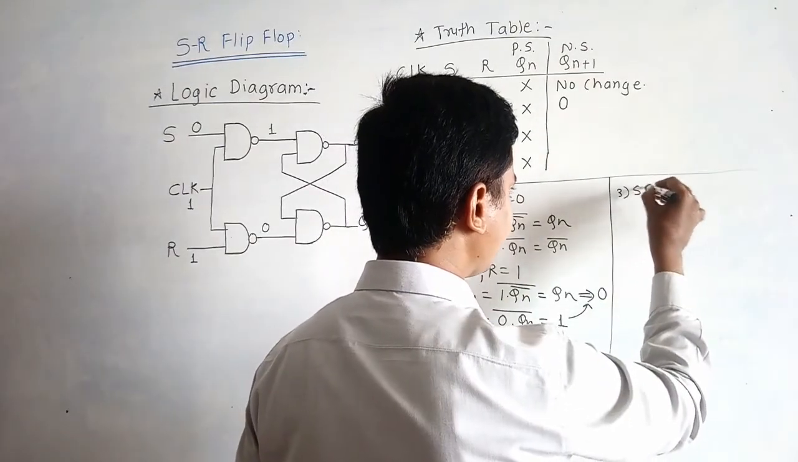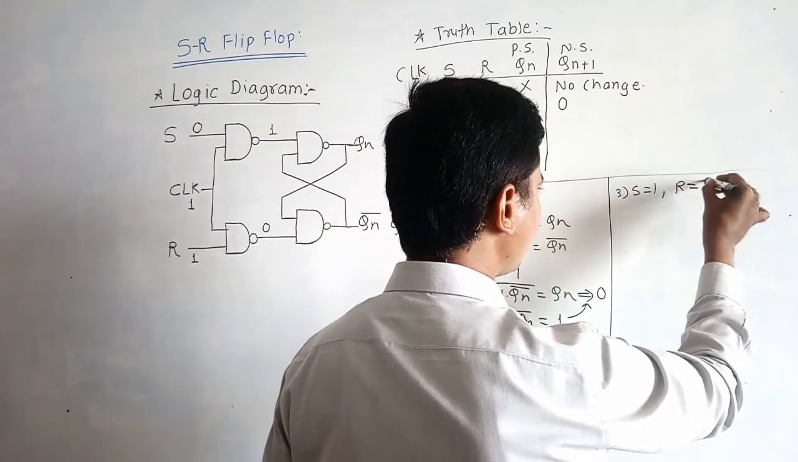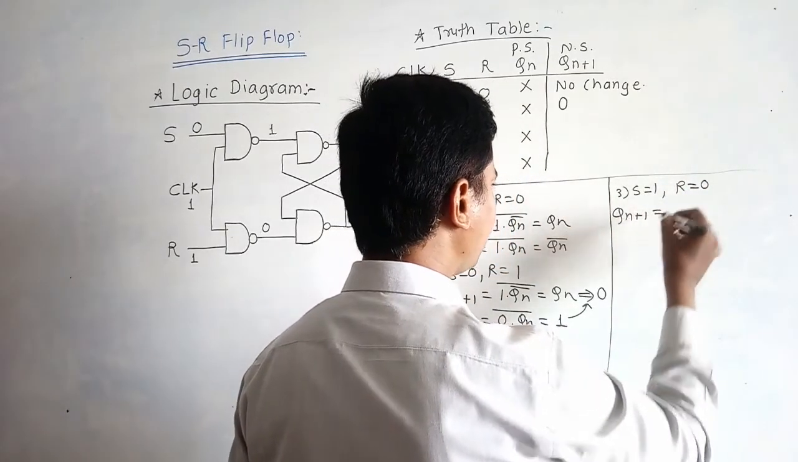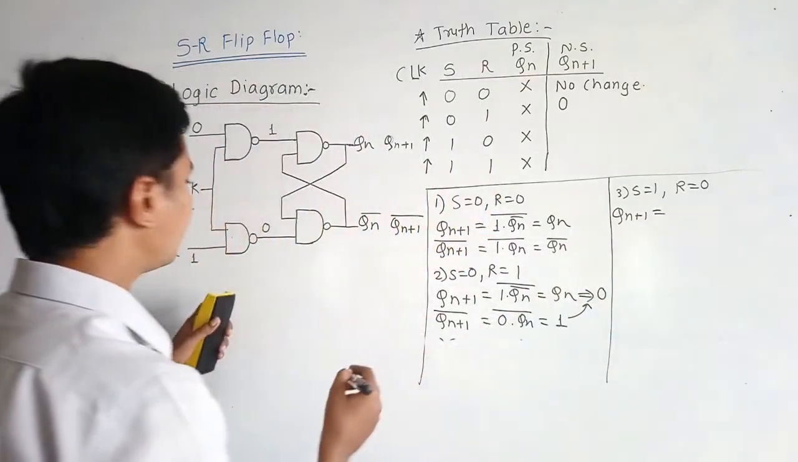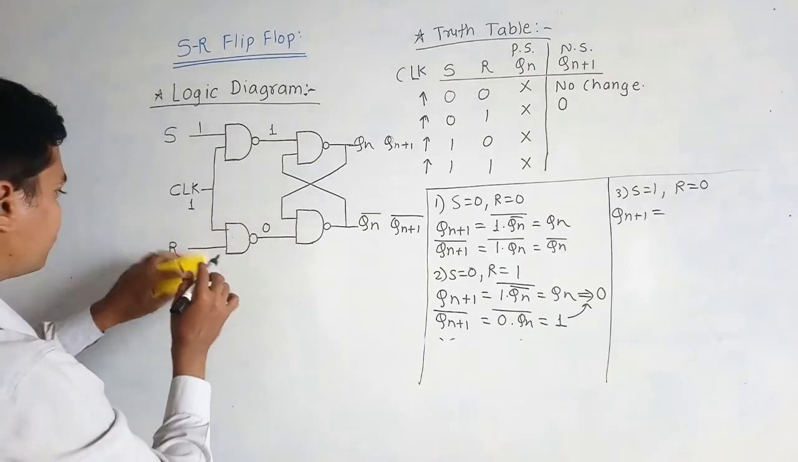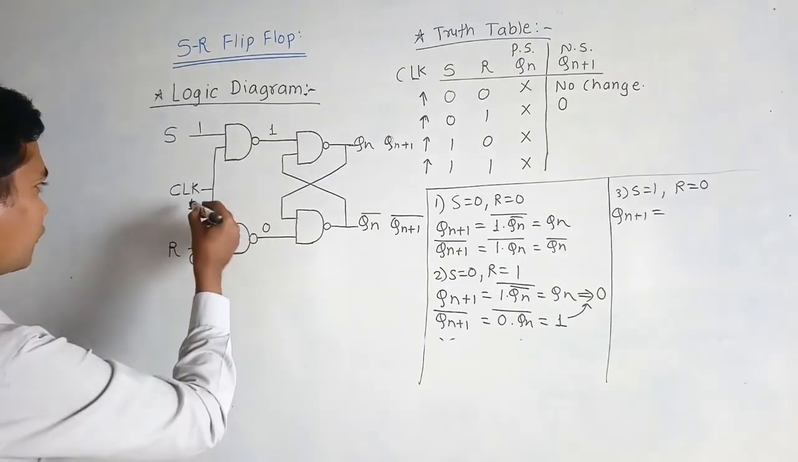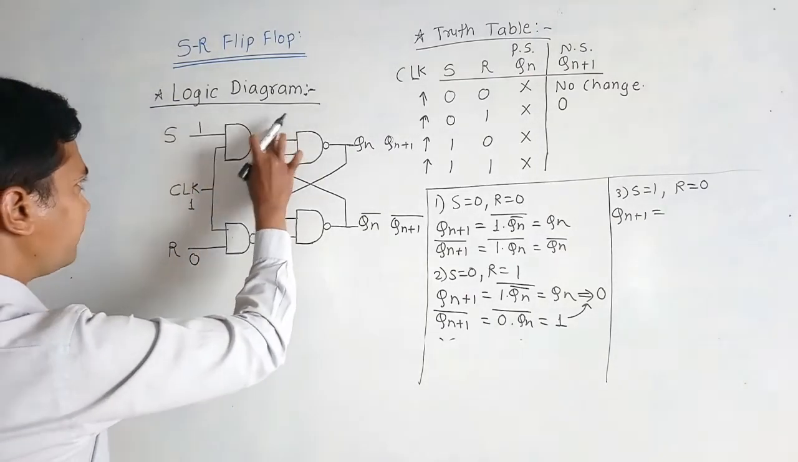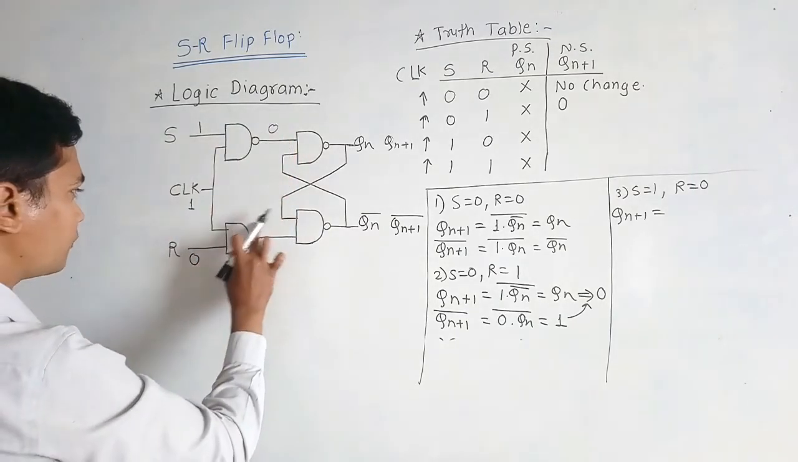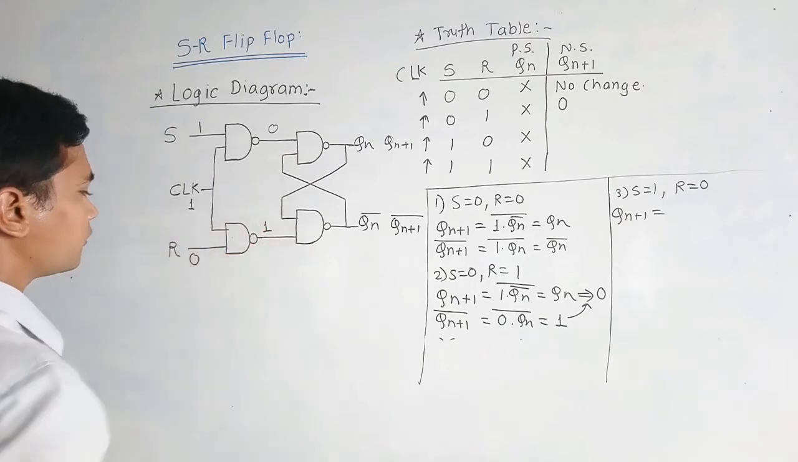Third case is S equal to 1 and R equal to 0. Okay, so Qn+1 is equal to, so S equal to 1 and R equal to 0. Okay, so 1 NAND with 1 output will become 0, and 1 NAND with 0 output will become 1.